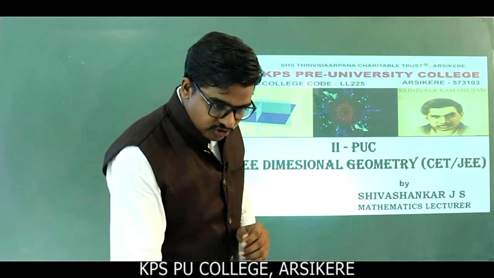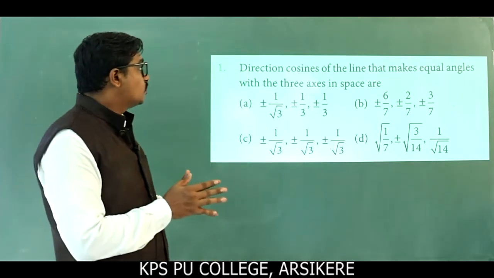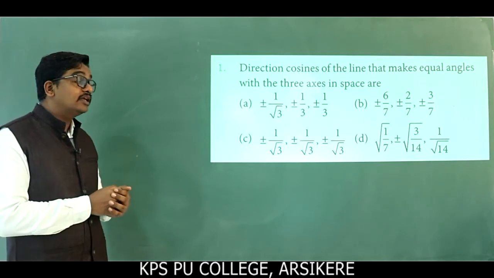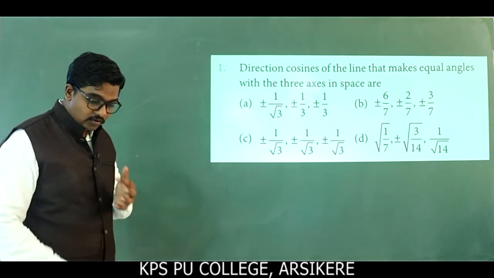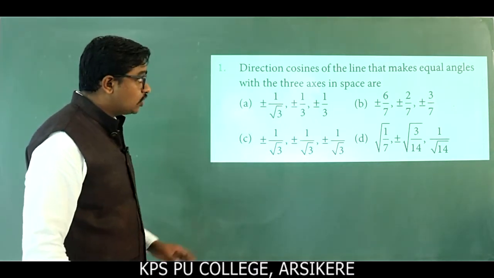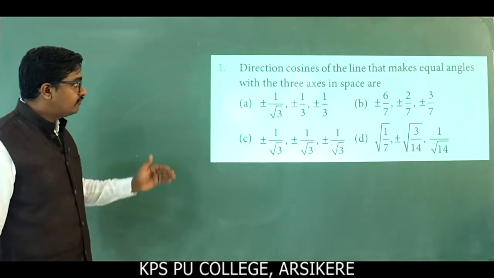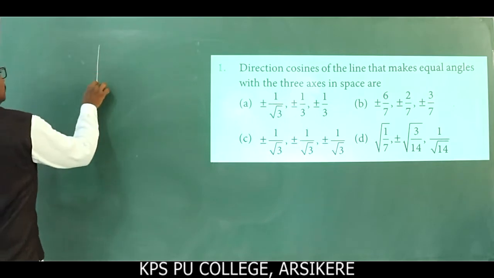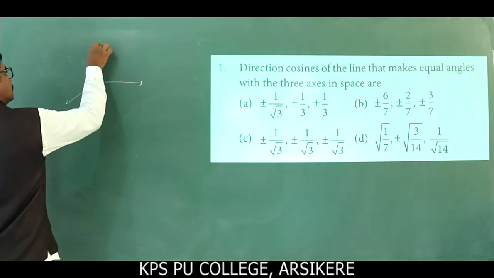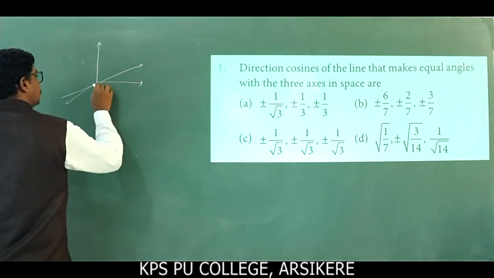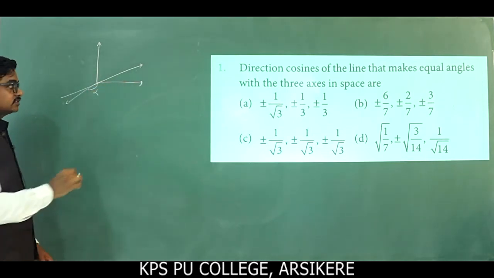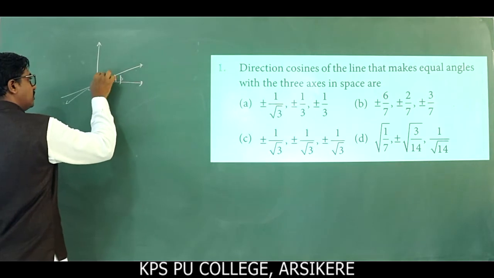First we move into the first question. Direction cosines of a line that makes equal angles with three axes is. Here we have a line which makes equal angles with the three axes. Then we need to find the direction cosines. Here we have the line passing through the origin which makes an angle alpha with the x axis, beta with the y axis and gamma with the z axis.